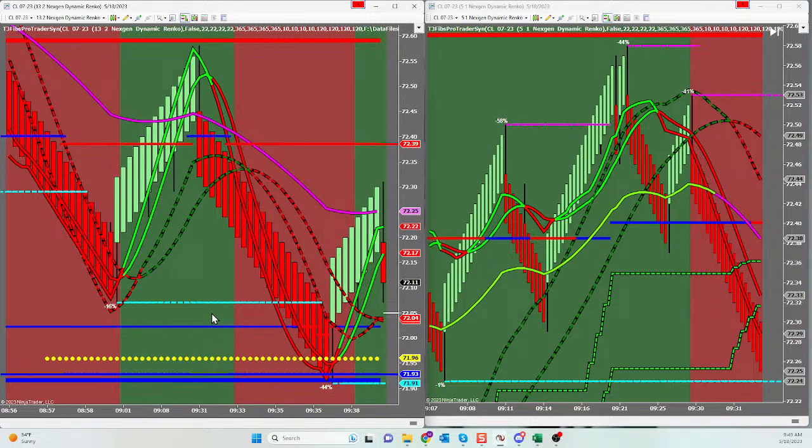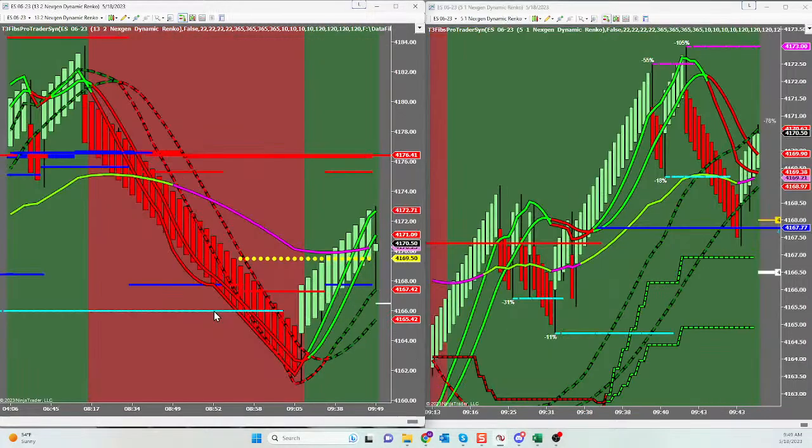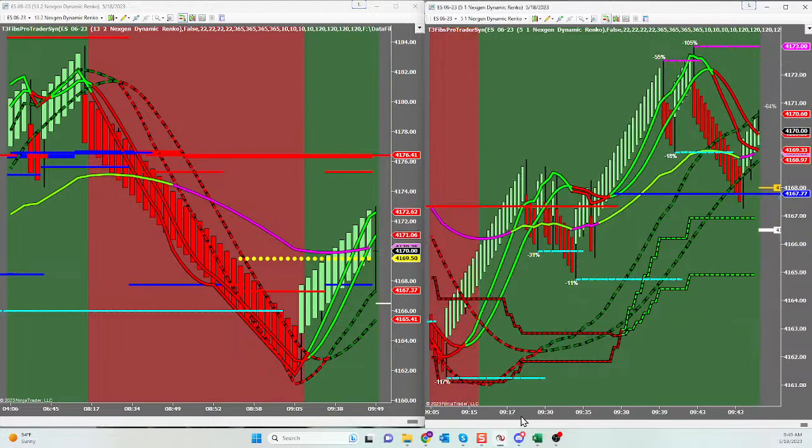Guys, this is crude oil. Coming over to the S&P, same thing. We're coming off of that resistance. Everything is flying down.